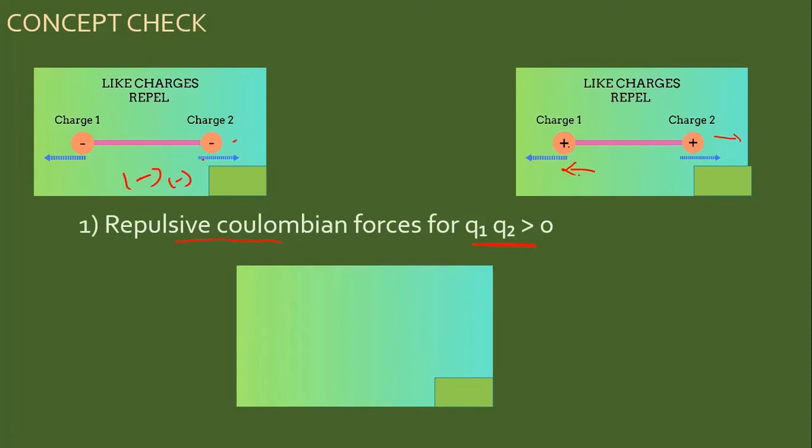And if we have two positive charges, the product of positive charges will become greater than 0. So if this situation is asked, what is the significance of Q1 Q2 being greater than 0? That means we are having the system of two like charges. This is the one concept.